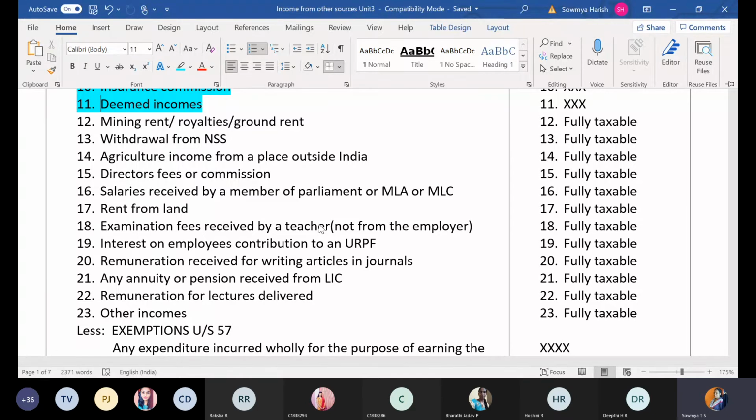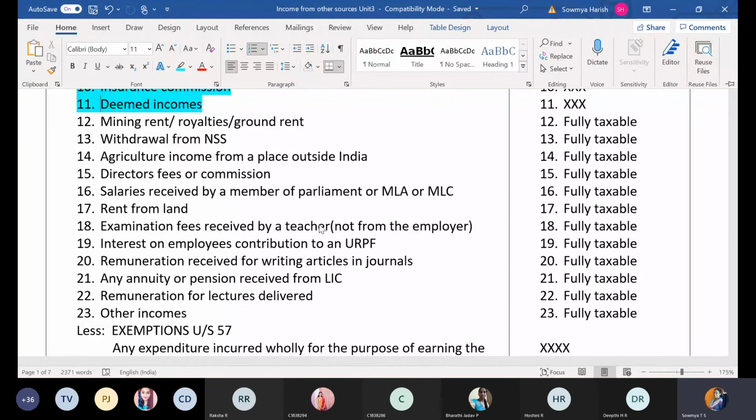Then interest on employees' contribution to URPF, that we will show here. Remuneration received for writing articles in journals. So any income you receive for writing any articles or research papers in journals, you can show it here. Any annuity or pension received from LIC. Remuneration for lectures delivered. Other than the regular classroom, if you are invited as a resource person and you are delivering some lectures or giving orientation and you are receiving some compensation or remuneration in return, that will be considered as income and taken under this head.